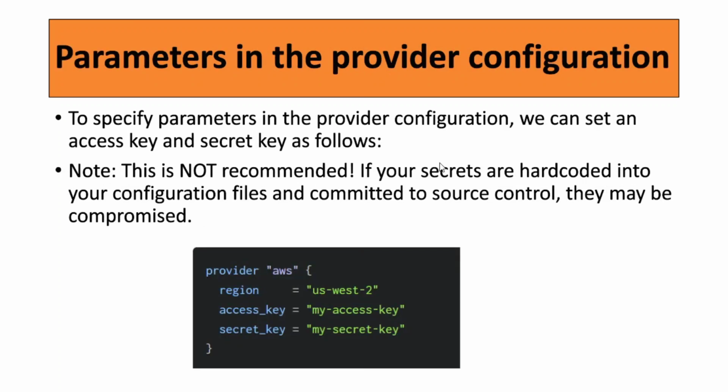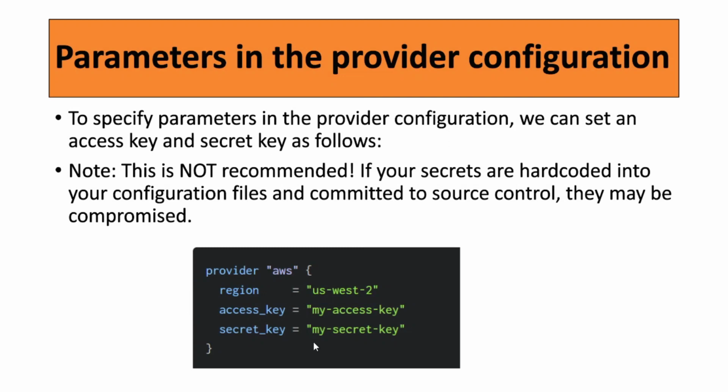First, parameters in the provider configuration. To specify parameters in the provider configuration, we can set an access key and secret key as follows. A note: this is not recommended, because if your secrets are hard-coded into Terraform configuration files and committed to source control, they may be compromised. So you have to remember, if you are using parameters in your provider configuration files, they should not be checked into source control, otherwise they can be compromised.